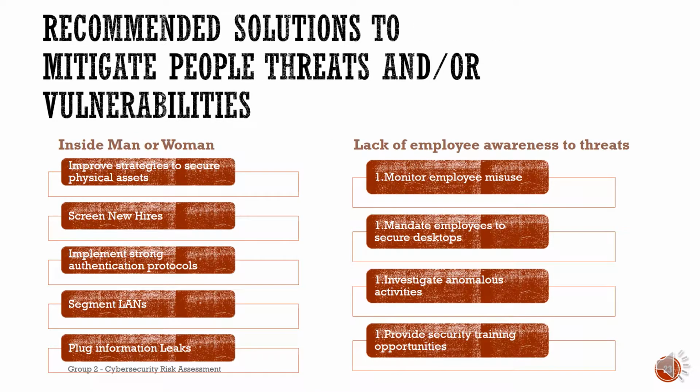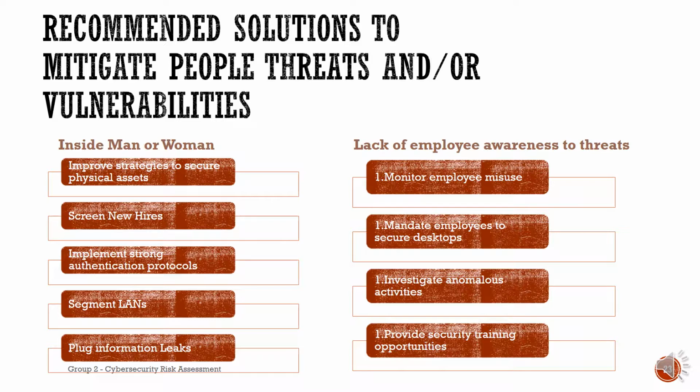Now we will talk about recommended solutions to mitigate people threats and or vulnerabilities. Insider man and woman recommendations. First, we will improve strategies to secure physical assets, where we'll isolate high value systems in restricted areas and apply tight access controls. We'll implement two-factor authentication, for example, using a PIN or key card. We'll also screen new hires by performing background checks.